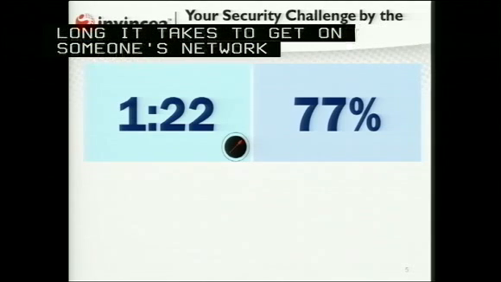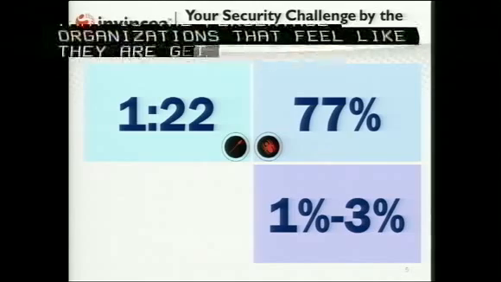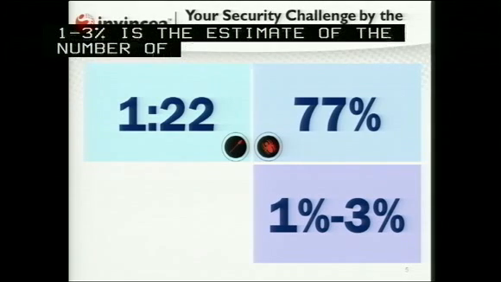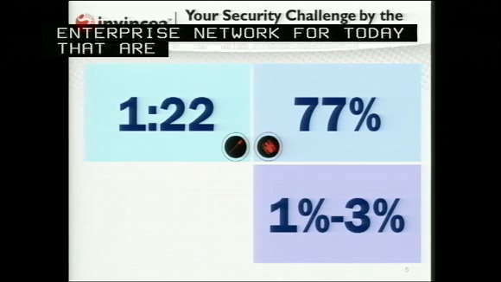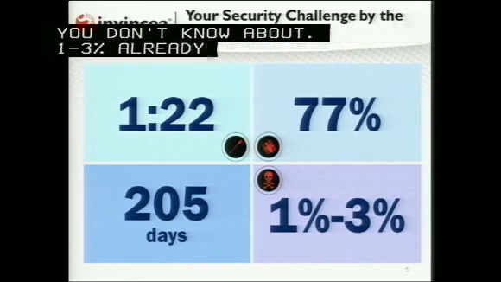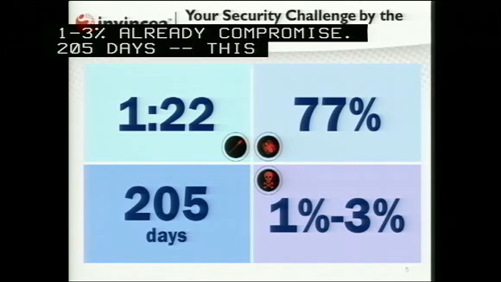77%, that's the percentage of organizations that feel like they're getting breached through their web browser. 1 to 3% is the estimate of the number of machines on your enterprise network today that are already compromised, that you don't know about. 1 to 3% of your machines already compromised. 205 days, and this is probably the scariest metric of them all. 205 days, I'm willing to bet someone knows that one.